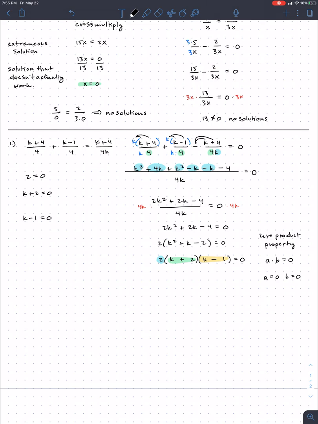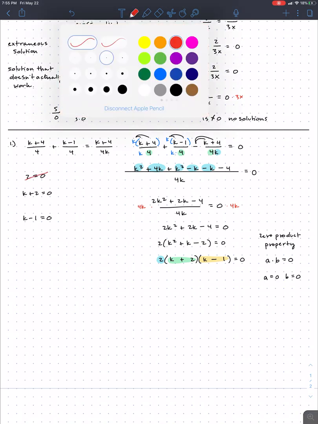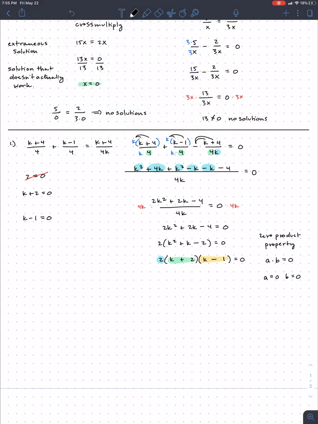Okay, so I start with 2 equals 0. Well, that doesn't make sense. 2 doesn't equal 0. It's not a solution. K plus 2 equals 0. Well, if I subtract 2, I have k equals negative 2. And if I add 1, I have k equals 1. So far, so good. But now I have two solutions. K equals negative 2 and k equals 1.